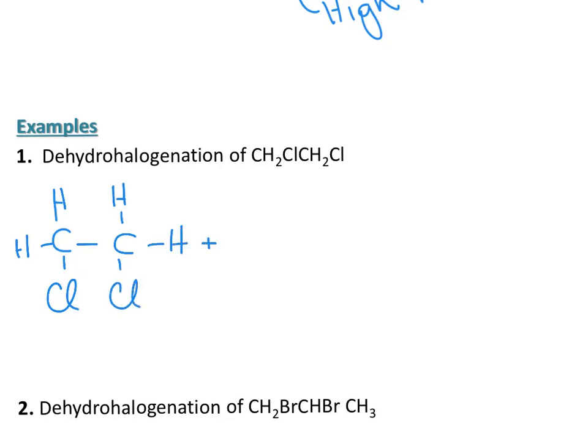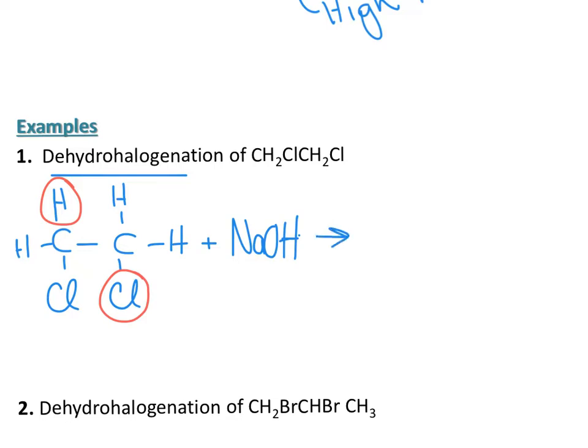Now, we're going to add it to a base. What I need you to take note of here is I'm not going to show the bonds between the sodium, the oxygen, and the hydrogen because it's ionic. Okay, I only show covalent bonds. This means it's dehydrohalogenation. So I'm going to remove one chlorine and I'm going to remove one hydrogen. It makes no difference which ones we remove, as long as they're from adjacent carbons, because it'll give me the same product. That means each carbon loses an atom, so now it needs to form a double bond.